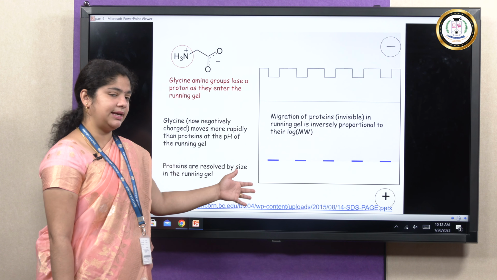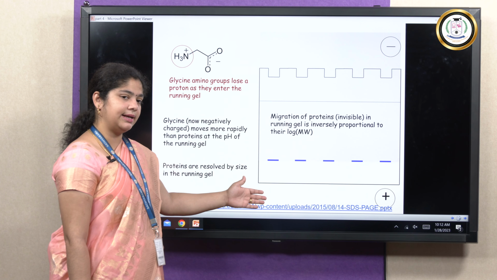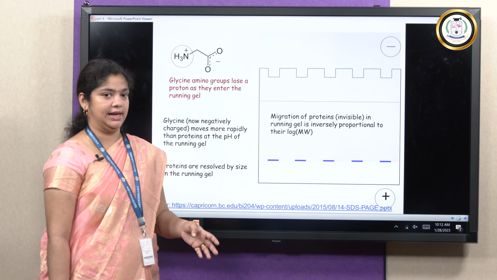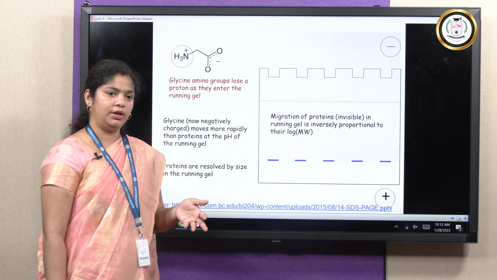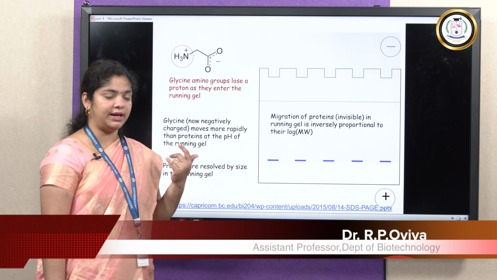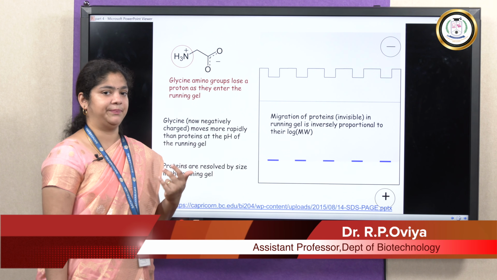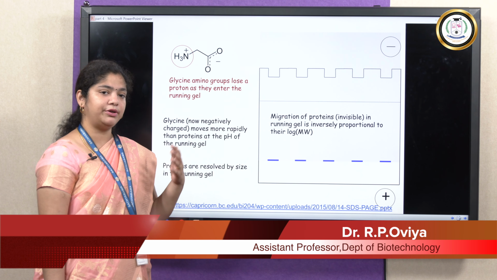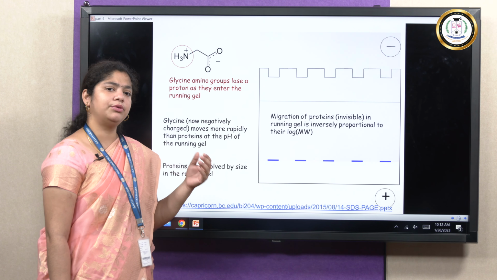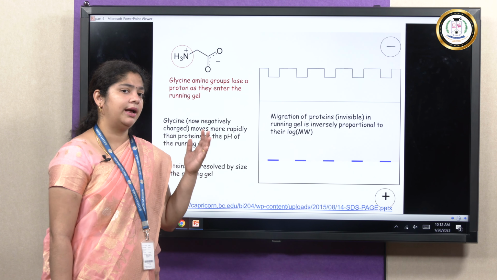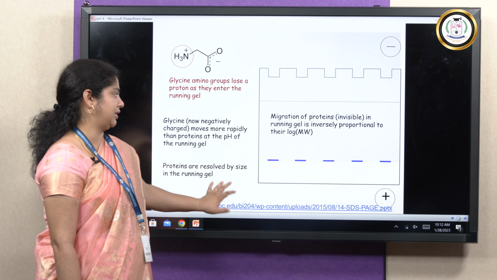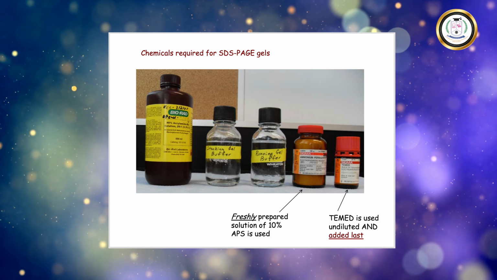Here we can see that the mobility is based on the percentage of the gel. If the percentage is very low, then the lower molecular weight proteins can easily move faster. Hence, when we want to resolve a low molecular weight protein, we use a higher percentage of gel, say 12% or 14%. So what are the reagents that are used in SDS PAGE?